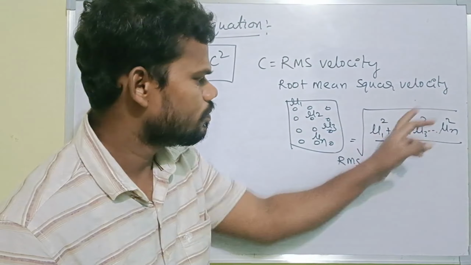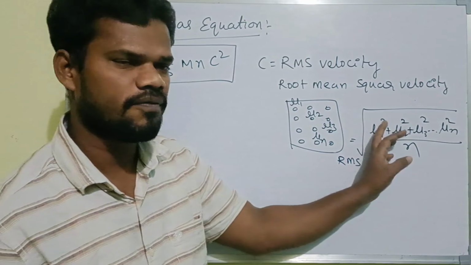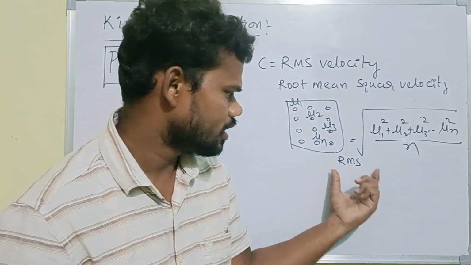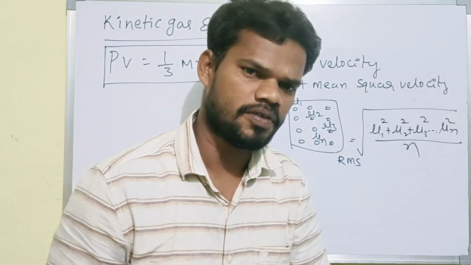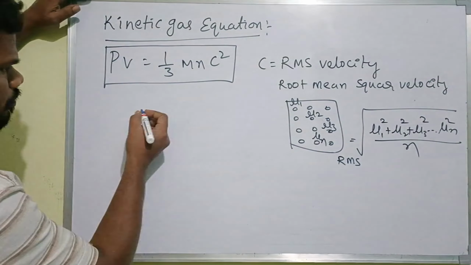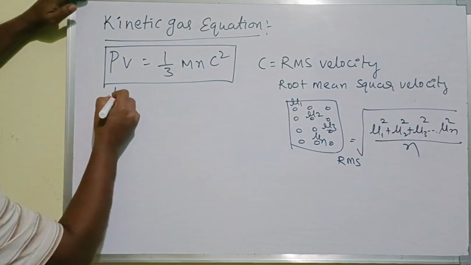So root mean square velocity. This is nothing but the RMS velocity.